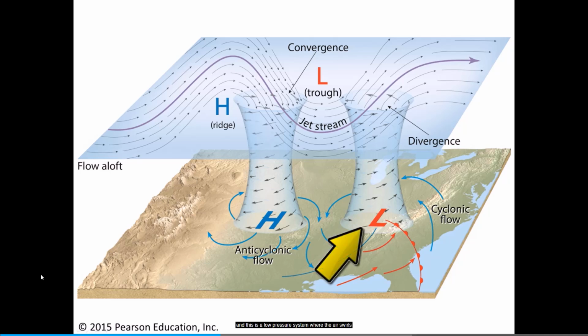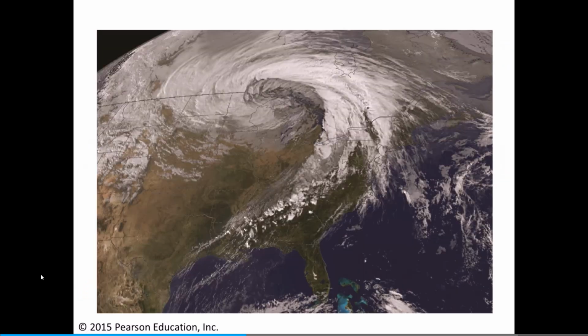pressure system where the air swirls around that low pressure system as it tries to move from surrounding areas of relatively high pressure towards this central zone of low pressure. It ends up taking on a curved path due to the Coriolis effect. There's also a corresponding structure called an anticyclone, but we're not going to look at that right now. This is what a mid-latitude cyclone looks like from satellite view.